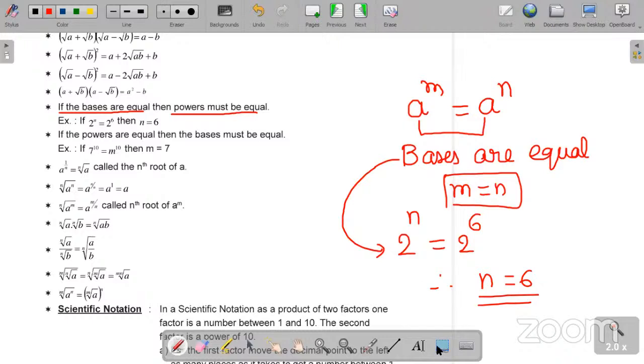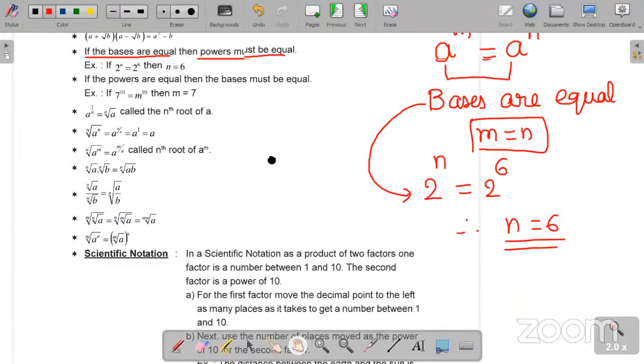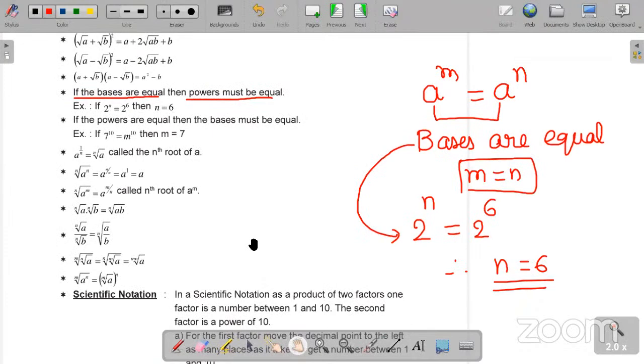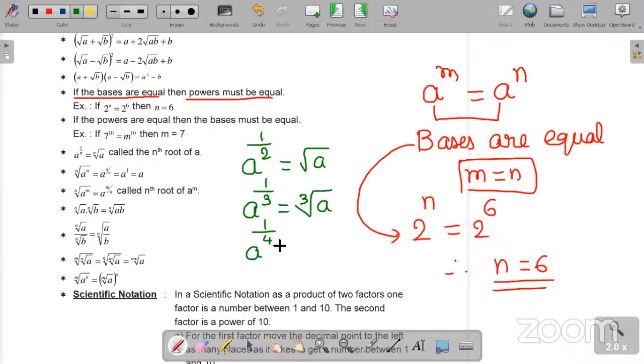So next, one more important point we need to discuss. My dear students, for example, a to the power of 1 by 2 is there. You can write root a. For example, a to the power of 1 by 3 is there. You can write cube root a. Suppose a to the power of 1 by 4 is there. You can write fourth root a. So for example, a to the power of 1 by 5 is there. You can write fifth root a.